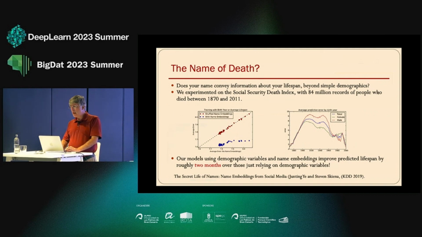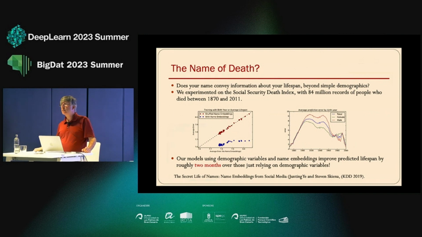To show you that names have meaning, we built a model to try to predict the lifespan of somebody by name. If all I know is somebody's name, can I predict how long they're going to live? Now you look at this and you say, that's impossible, right? But obviously it's not impossible.